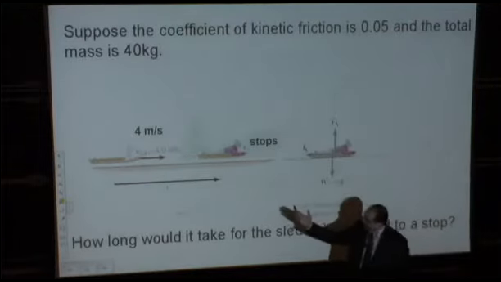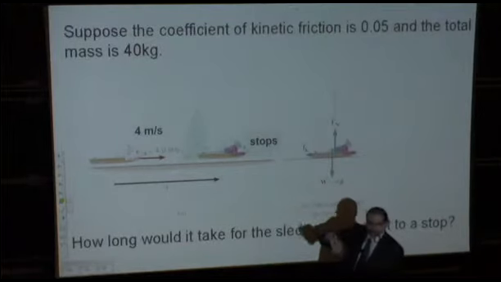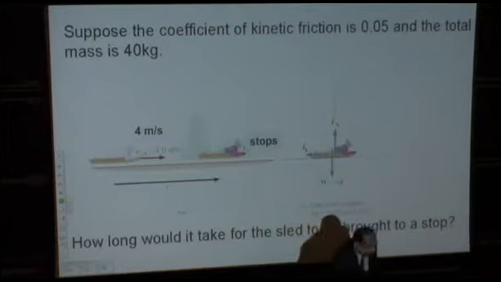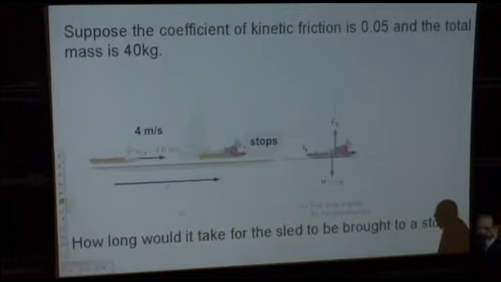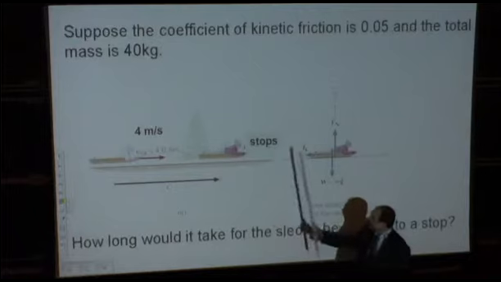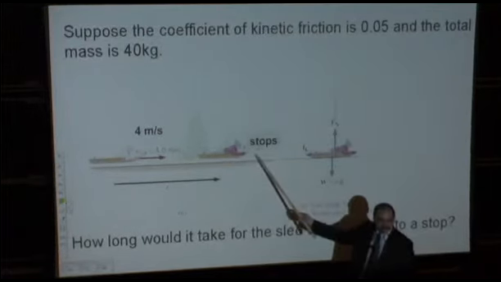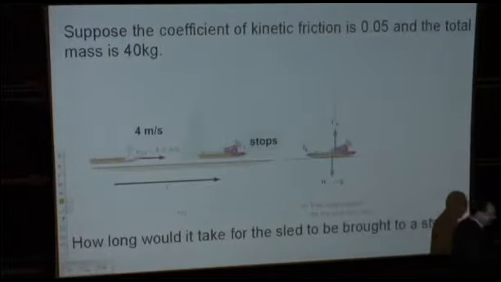There's a little guy on a sled. Maybe it was sliding down the ramp first, but then it eventually stops. What's the reason to stop? Well, friction. It has initial speed 4 meters per second, and the final speed equals 0, because stop means 0. So that's exactly the same situation we just have discussed.